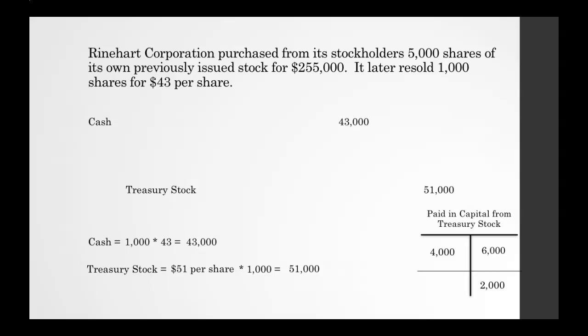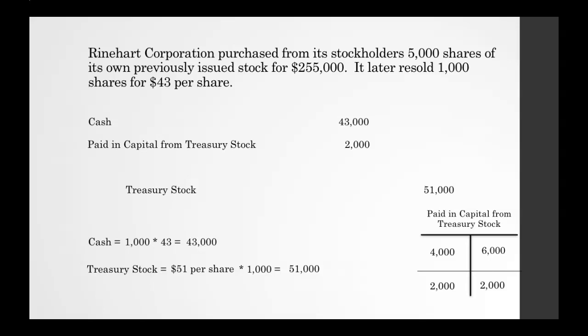So in a perfect world, we could just debit our paid-in capital from treasury stock for the difference there, right? For that 8,000. But we cannot have a debit balance in paid-in capital from treasury stock. That account can only have a credit balance or a zero balance. So we take a look over at that T account and we see that we're sitting with a balance of 2,000. So that's the max that we could debit here. Because once we do that, we no longer have anything left in our paid-in capital from treasury stock. So we debit as much as we can into our paid-in capital from treasury.